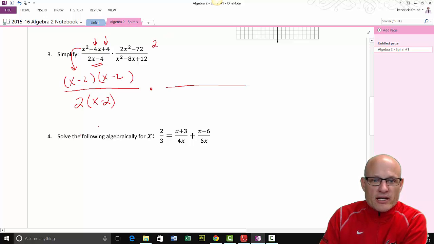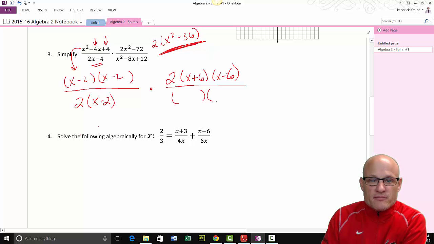Over here, I know that I can take out a GCF in x squared minus 36, but then I'm thinking, oh, wait a second. That's perfect squares. So it's 2 times x plus 6, x minus 6. And that's that one.